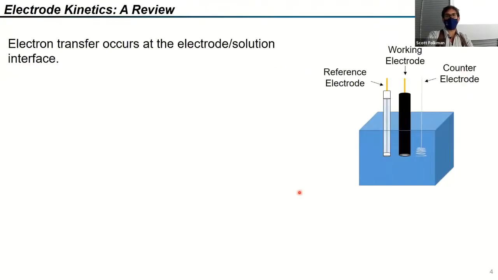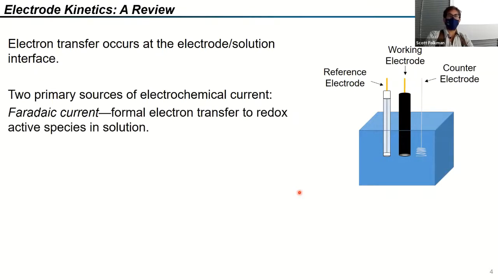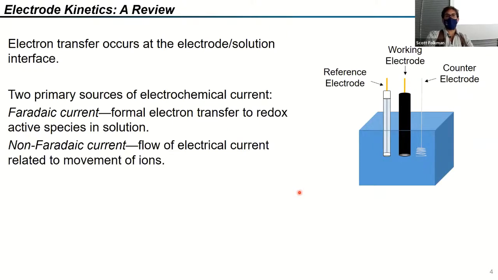Quick review of kinetics. We remember that the electron transfer always occurs at the interface between the electrode and the solution. We discussed that there are 2 primary sources of electrochemical current. The first that we primarily care about is Faradaic current, where there's a formal electron transfer to a redox active species in solution. This is typically our analyte of interest. And non-Faradaic current, where current flows from the migration of ions in solution.